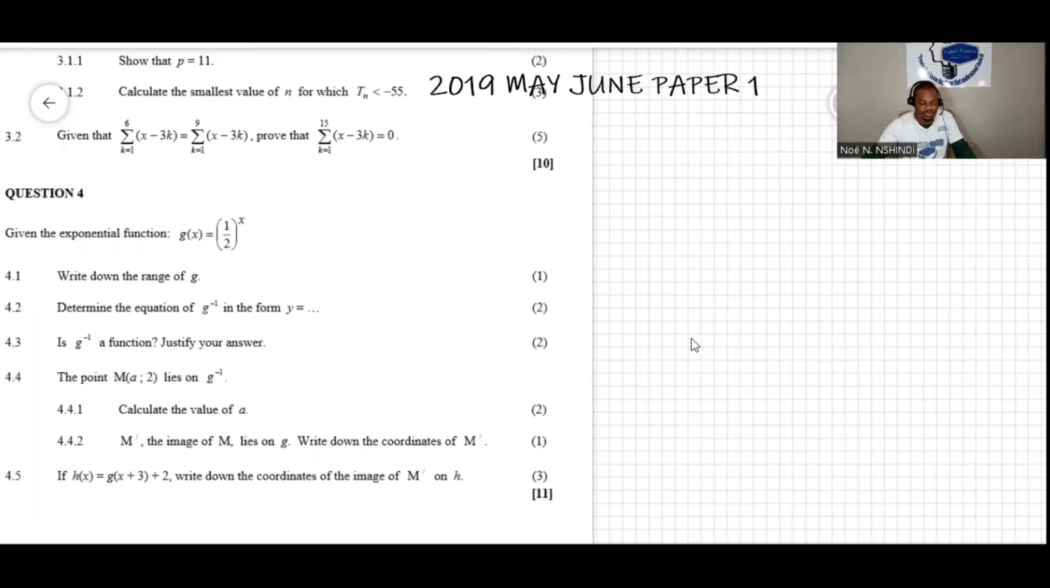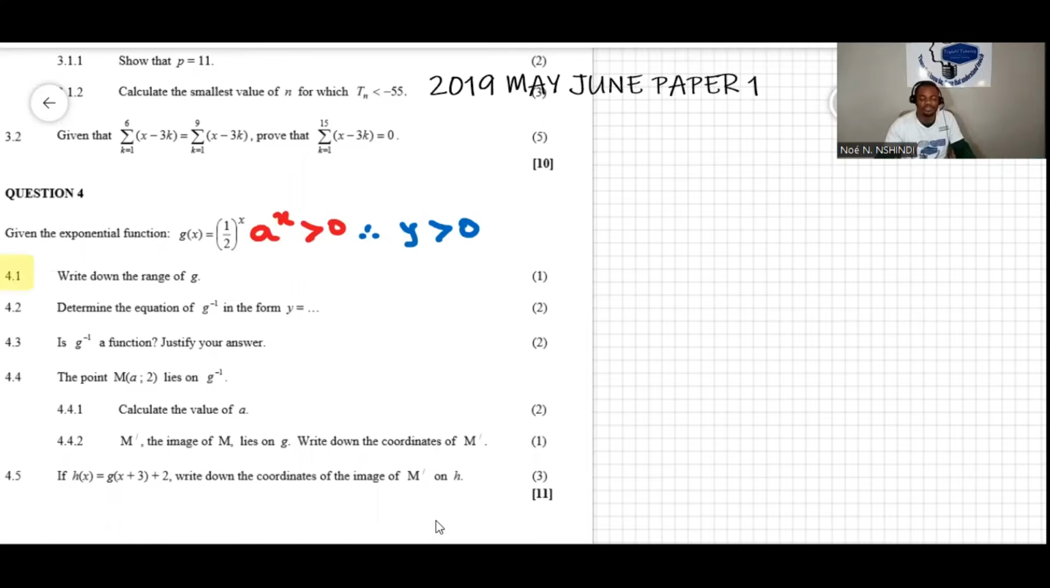Now, when we look at this exponential function, we need to understand that when there is no horizontal asymptote associated to it, the exponential function will always be positive, because the formula says that a to the x is always positive. Therefore, the range, which are the acceptable y values, are the y values that are positive, greater than 0. Okay, that was question 4.1.